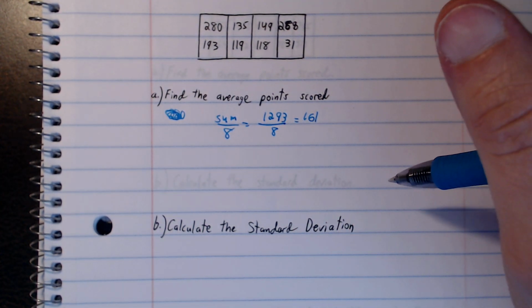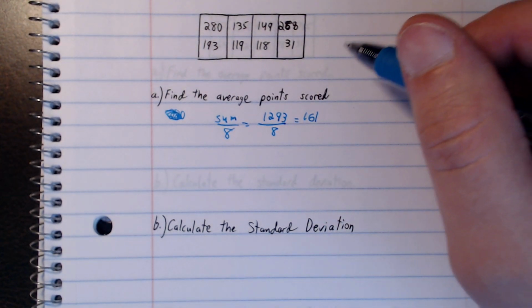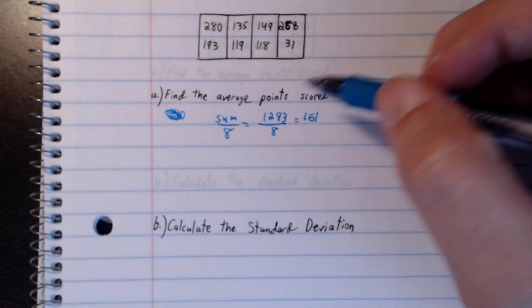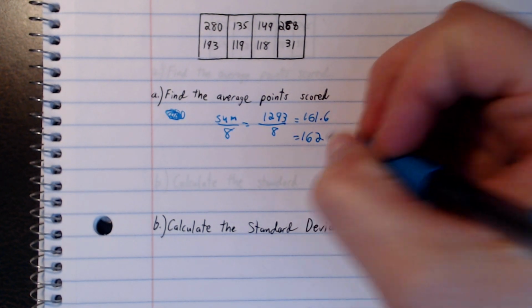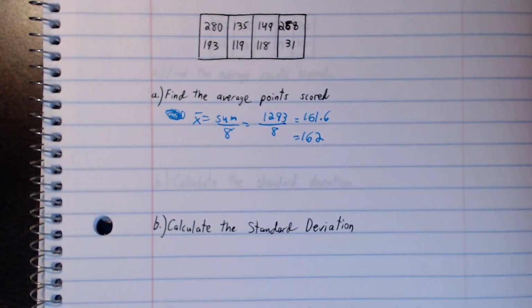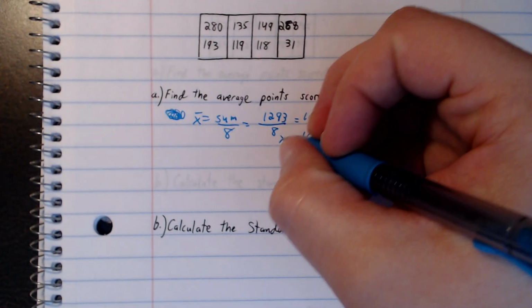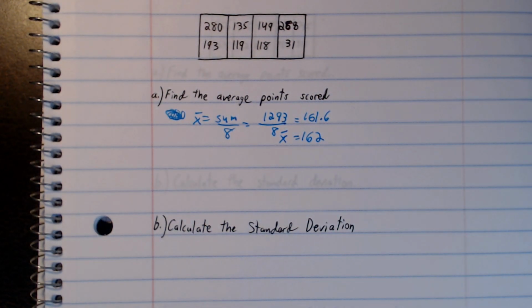It doesn't tell us what to round to for this, so why don't we make life easier and go to the nearest whole number. So it's 161.6. Let's do 162 for our average. So we just found x bar, that's the name for it, the mean average.